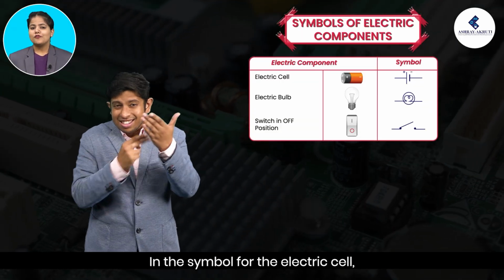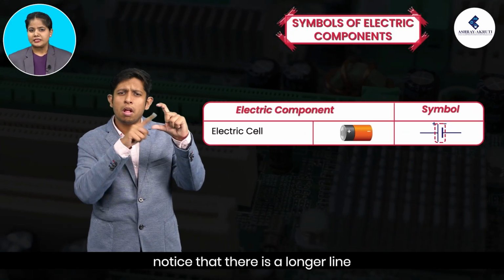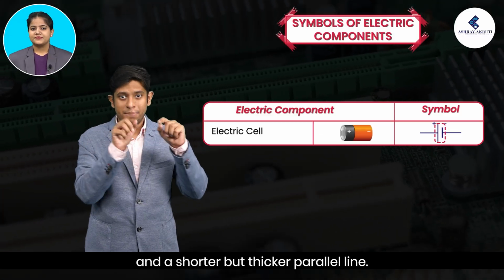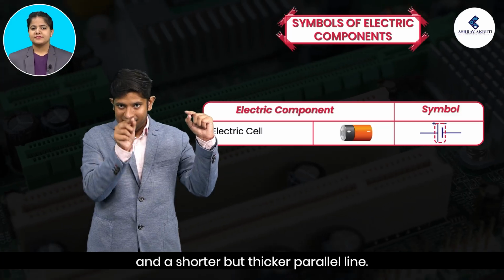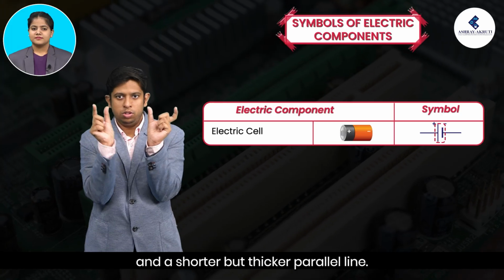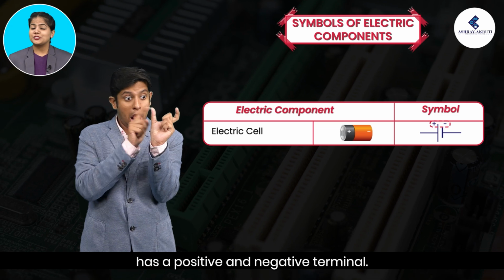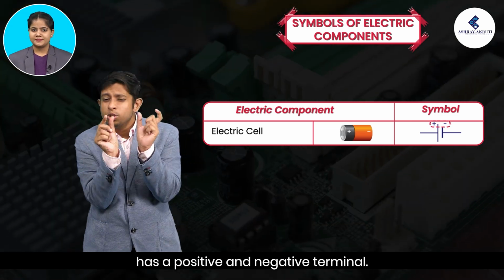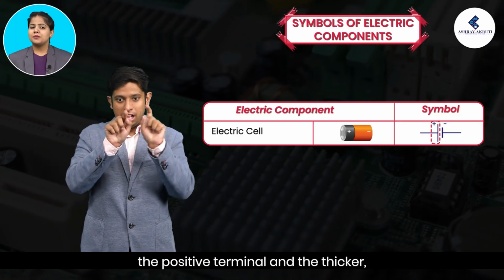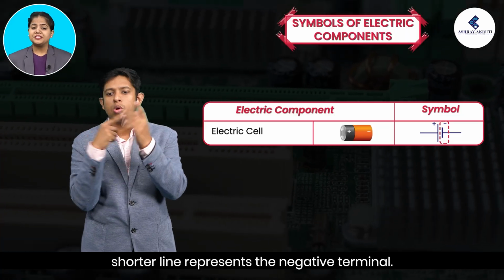In the symbol for the electric cell, notice that there is a longer line and a shorter but thicker parallel line. It is because an electric cell has a positive and negative terminal. The longer line represents the positive terminal and the thicker, shorter line represents the negative terminal.